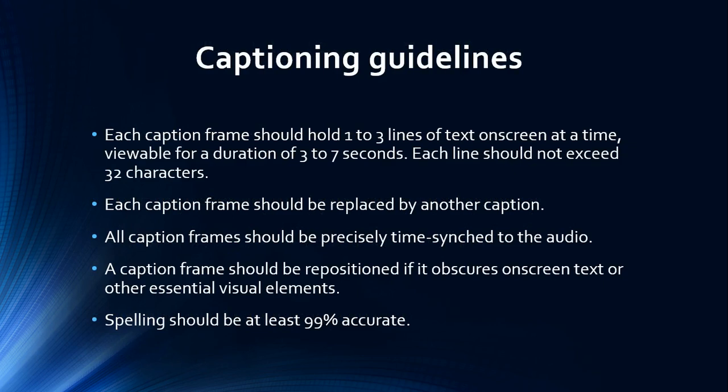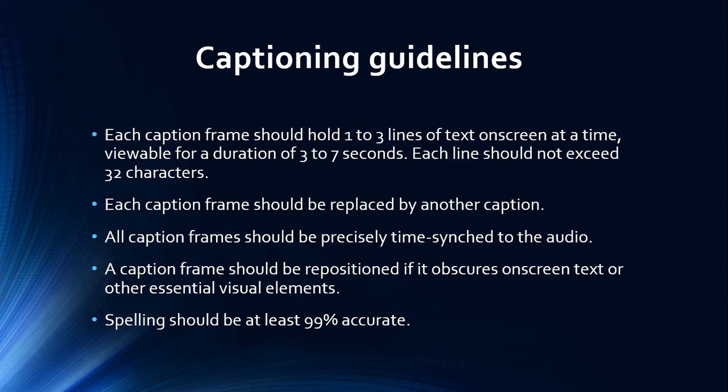So let's discuss some guidelines for captioning. Each caption frame should hold 1 to 3 lines of text on screen at a time and be viewable for a duration of 3 to 7 seconds. Each line should not exceed 32 characters. And if you use Screencast-O-Matic or YouTube, which are the two platforms we're going to be showing you today, those are already taken care of because those programs already implement these standards, as well as the second bullet point, which says each caption frame should be replaced by another caption.